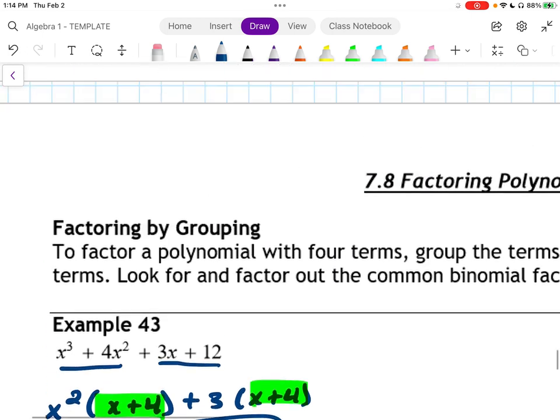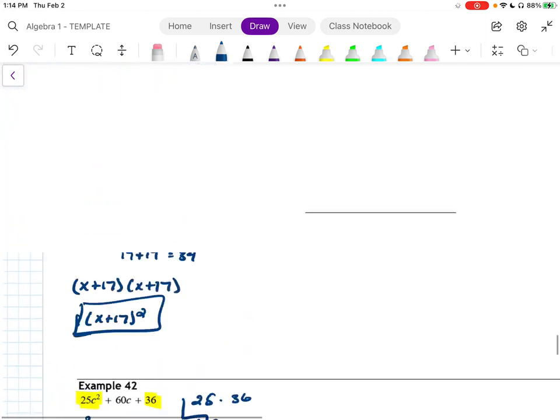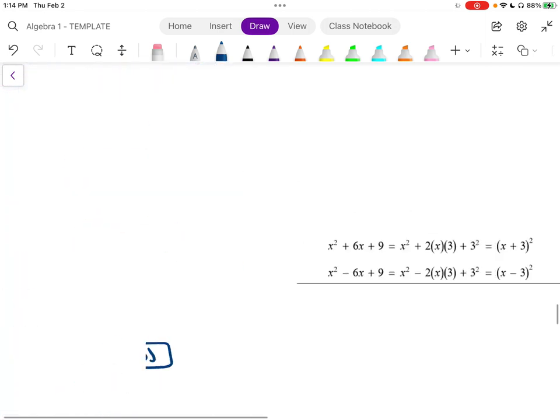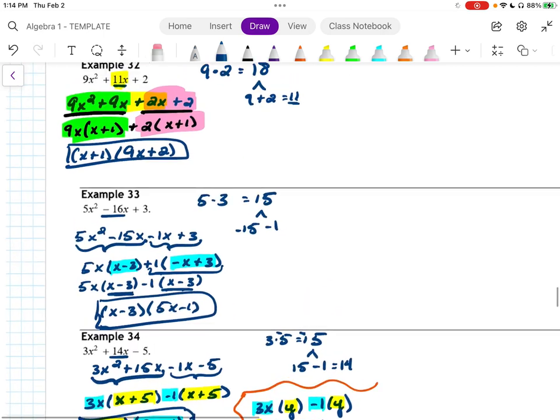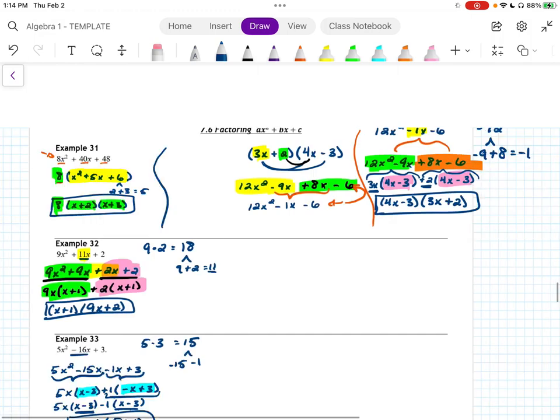And that's it. Again, it's extremely similar to what we did at the end of last section and what we did in, what was the section before that? Very similar to what we did in 7.6.